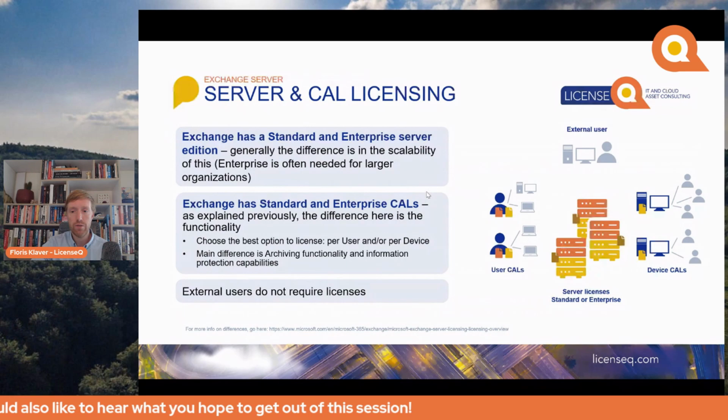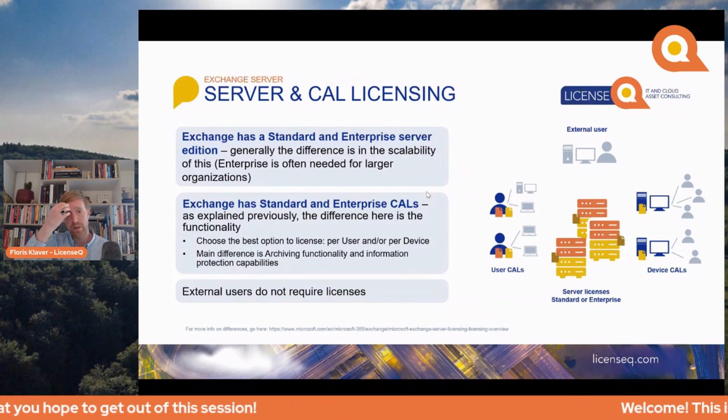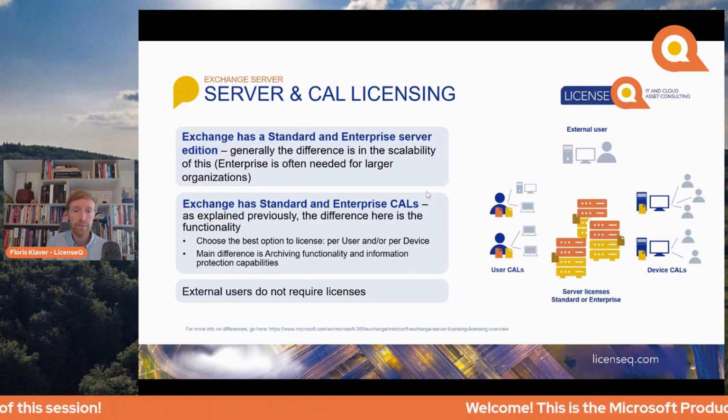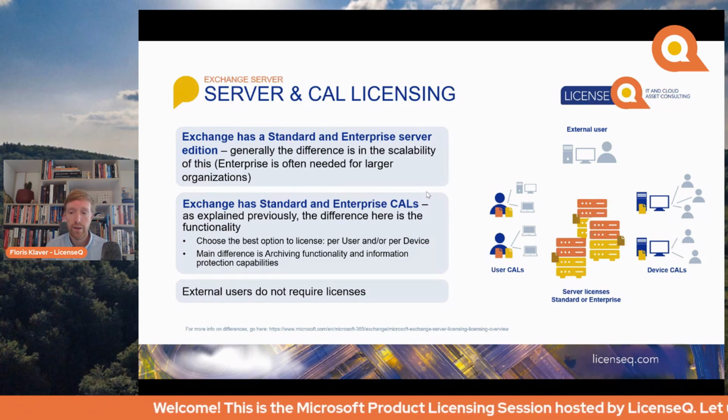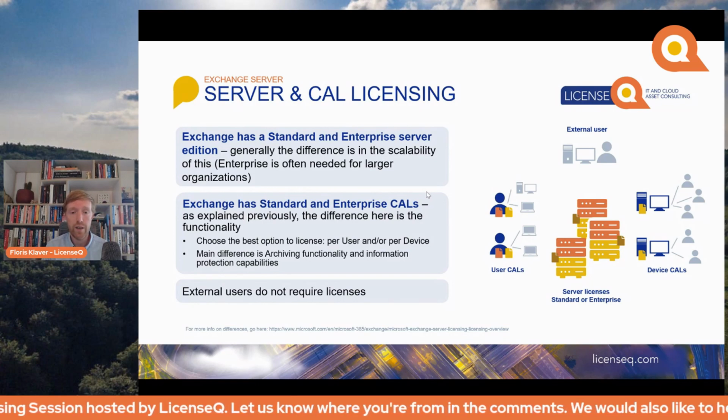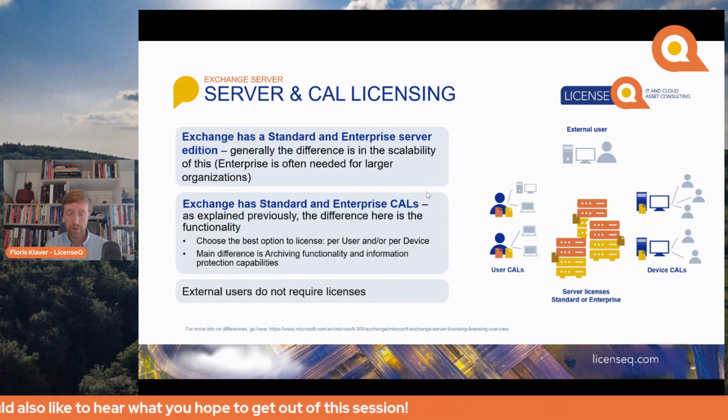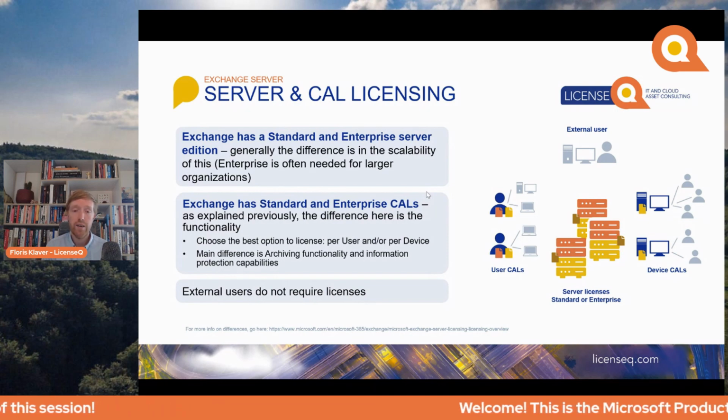So if we go to the details of the different server types, and we start with Exchange Server, let's look at how you license something like this. Exchange is different to others in the sense that it has a standard and an enterprise server edition. This means that there are two different types of server licenses that you can buy. You buy a server license, you assign this to the server that you want to run Exchange on, and you can either choose a standard or an enterprise edition license.